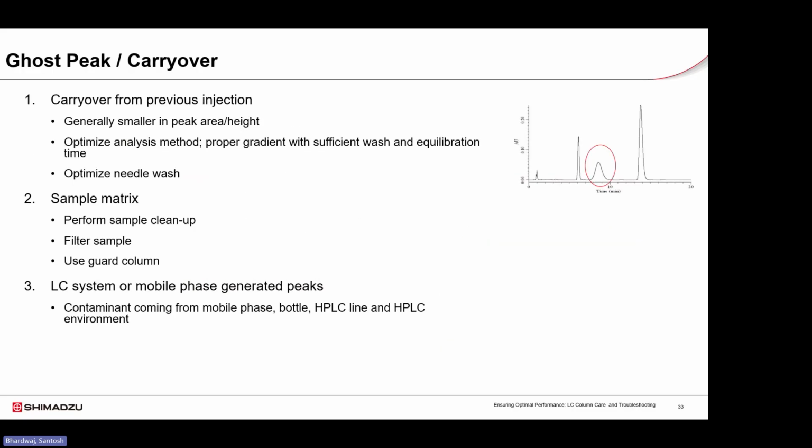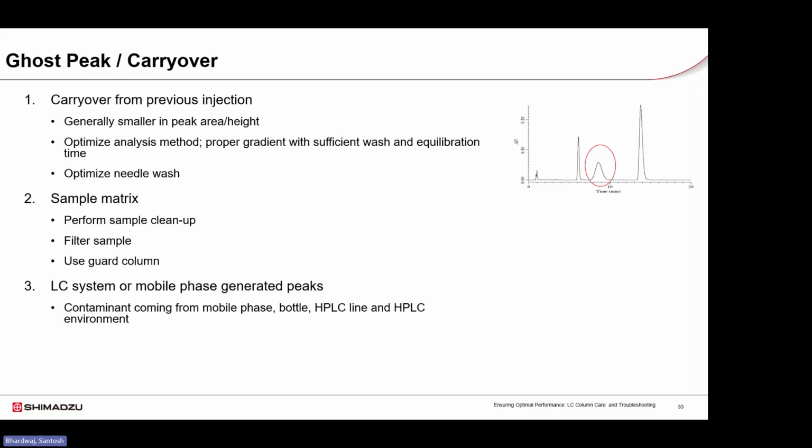Ghost peaks are unexpected peaks that are not related to the sample injected into the system. They often occur when sample matrix components adsorb onto the system or column and then elute later during subsequent runs. Ghost peaks can also appear due to mobile phase contamination; contamination from solvent bottles, LC tubing, or even the laboratory environment can also generate ghost peaks. To minimize ghost peaks, it is important to perform proper system cleaning, use an optimized needle wash, and allow sufficient gradient wash and equilibrate the column between runs.